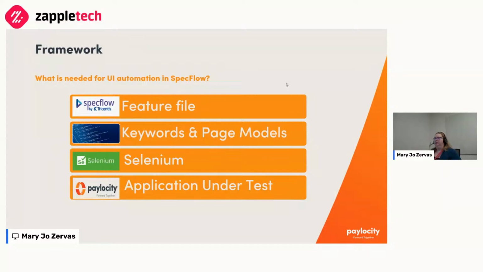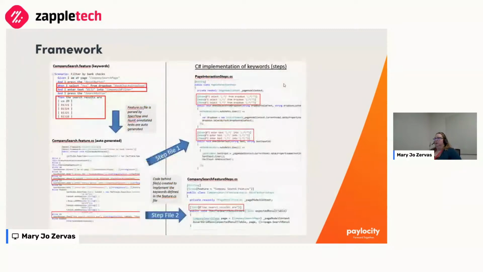So those four layers are what goes into a framework that would be using SpecFlow. I just wanted to show an example. Up here in the top left, this is what a feature file would look like. You have your scenario, you've got your Gherkin, and I'm going to go into this in a little more detail as we progress.